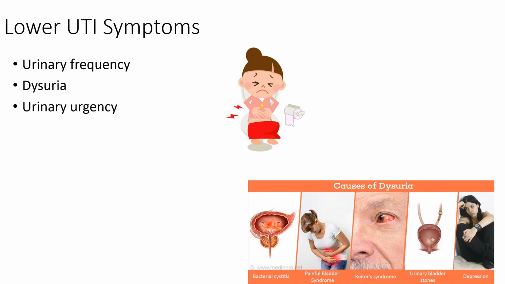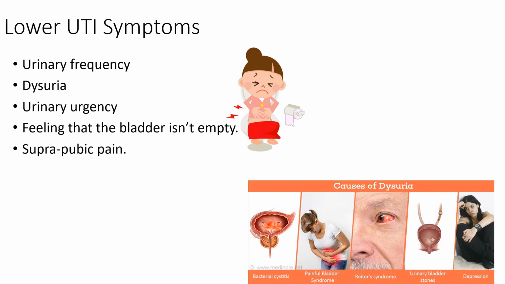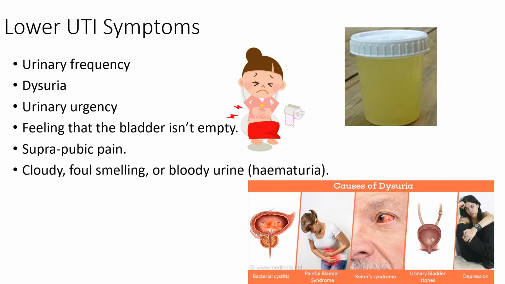Okay, urinary urgency, so it's the urge to go right now, and the feeling that the bladder isn't empty. So as well as the frequency, when one does use the toilet, it doesn't feel like your bladder's empty because it's all inflamed and very, very unhappy. You can get suprapubic pain, so literally over the suprapubic area is where you can get pain. You can get cloudy, foul-smelling or bloody urine, which is called hematuria. There's some nice cloudy urine.